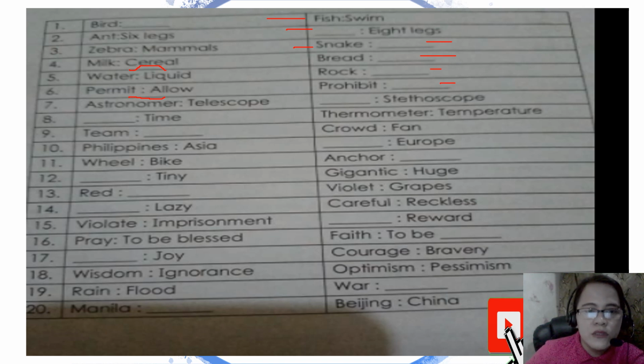Next, astronomer is to telescope. It means astronomer uses a telescope. Blank uses stethoscope. Sino naman kaya ang gumagamit ng stethoscope? That's for you to discover.